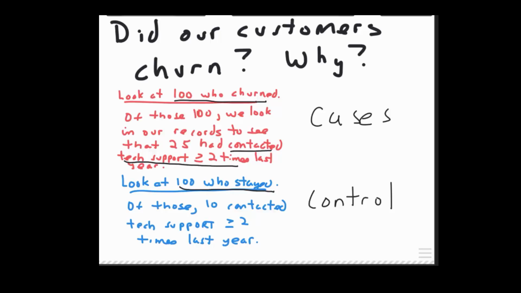So in this first group, our cases, we had 100 cases, and of those, 25 had been on the phone or wherever with technical support at least 2 times in the last year. Then we had 100 in our control group, and of those, 10 had contacted technical support at least 2 times in the last year. So now I'm going to just organize all of that into a table.